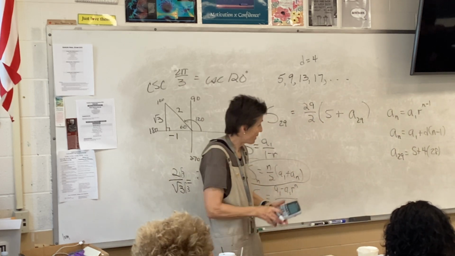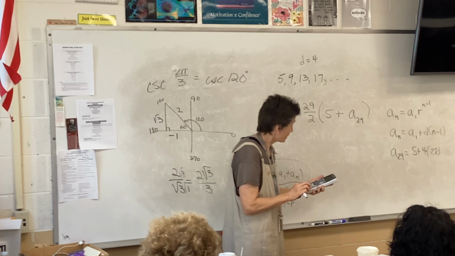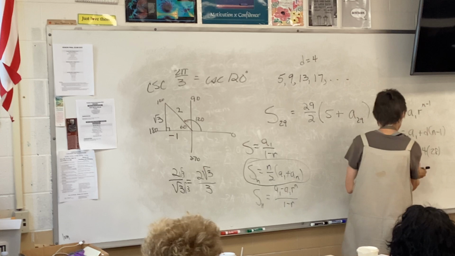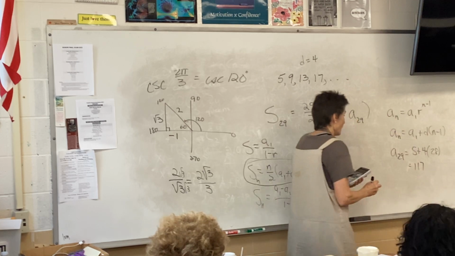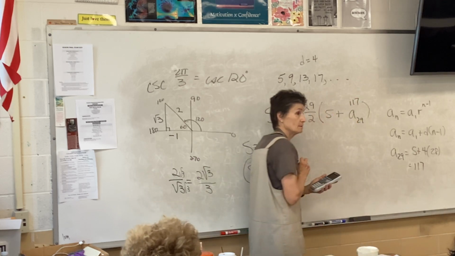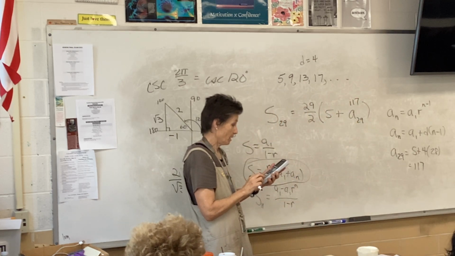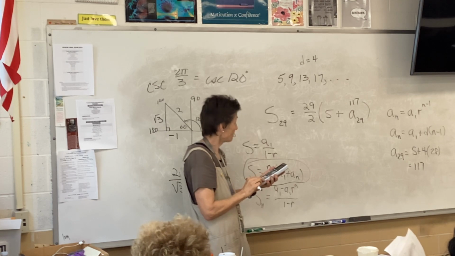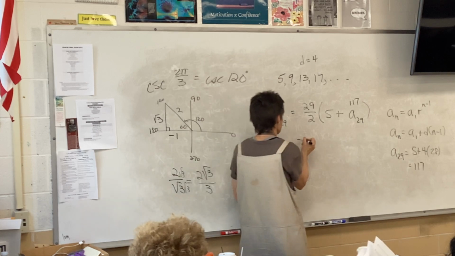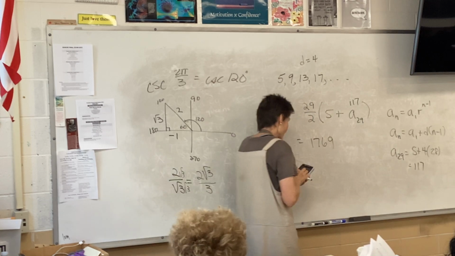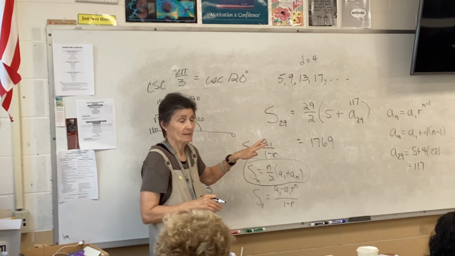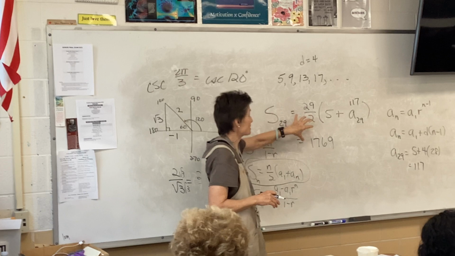So then I'll figure out what that is. And that's 117. And then I take that 117 and put it right here. So plus 5 times 29 divided by 2. I got 1769.